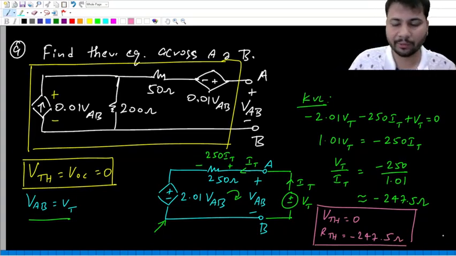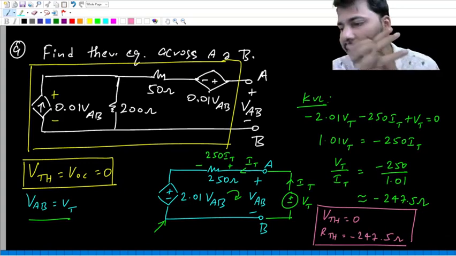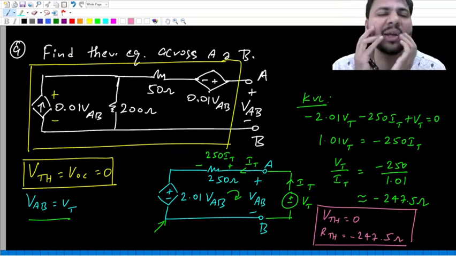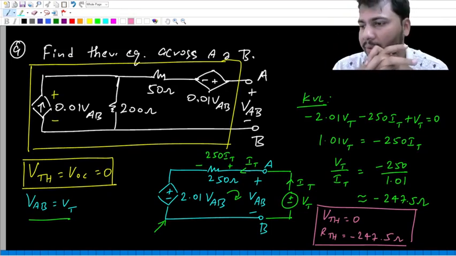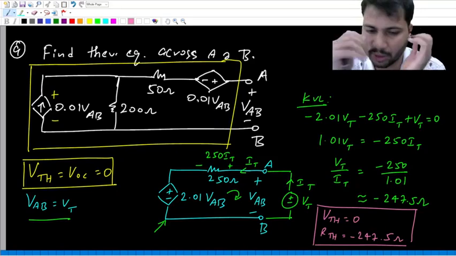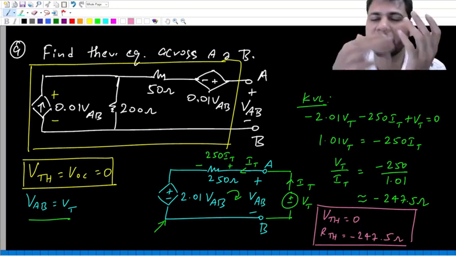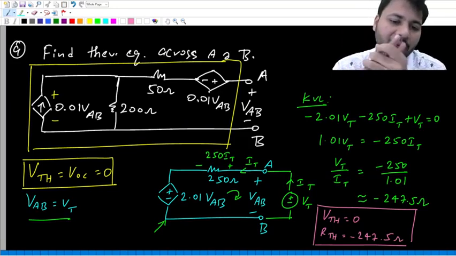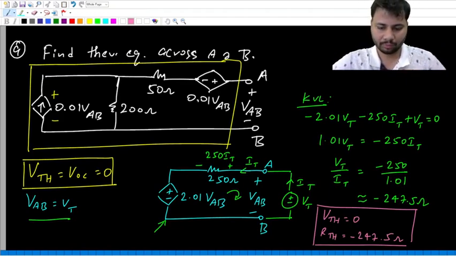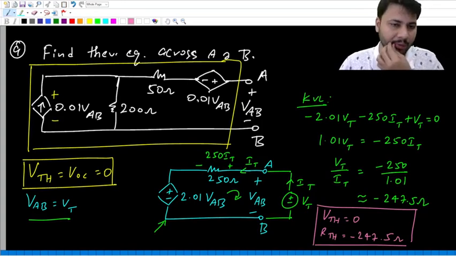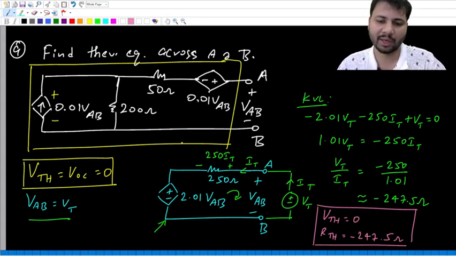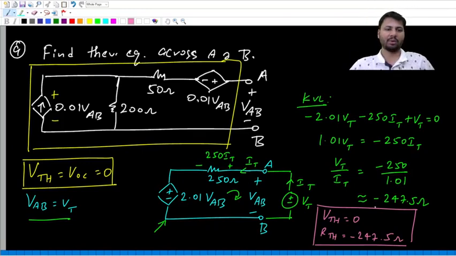So look at the RTH value. Is it not negative? Because RTH is not a physical resistance. It is only an equivalent resistance. So when you look into that network, what is the equivalent resistance? You will see that is the Thevenin resistance. Generally RTH is positive, but if the network has dependent sources, then RTH can be negative as well, okay. So if you look into this network from outside, this entire yellow color box will appear like a negative resistance of value minus 247.5 ohms. I hope it is clear, okay.